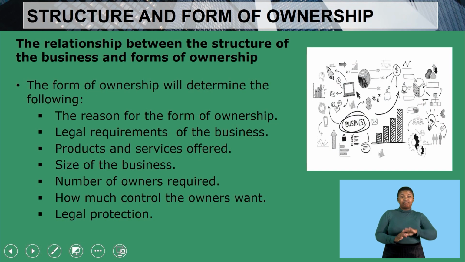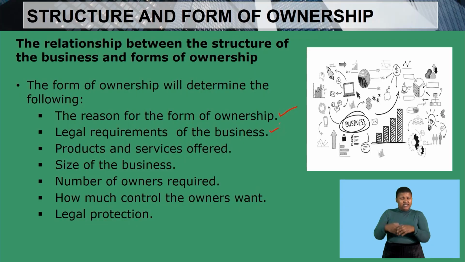Right, the form of ownership will determine the following. The reason for the form of ownership, why did you start that? Maybe you can speak about the advantages of that form of ownership that you've chosen. The legal requirements of the business, maybe what is needed in order for you to start operating that business. You need a trading license, maybe, tax permits, maybe, and all that. Products and services offered, what is it that the business is selling? How big is the business? We're talking about the size of the business.